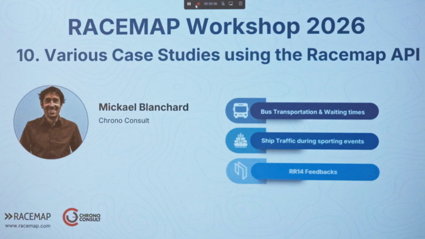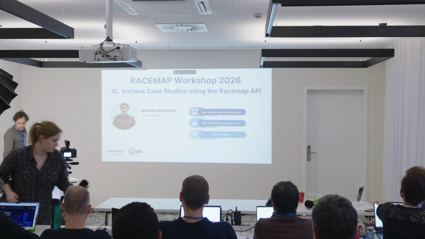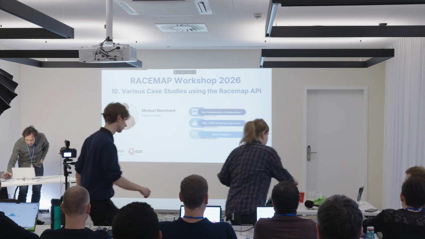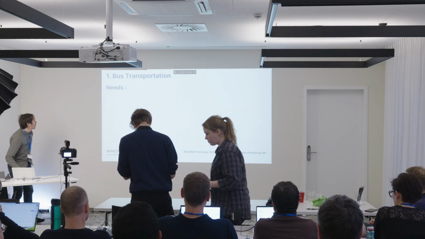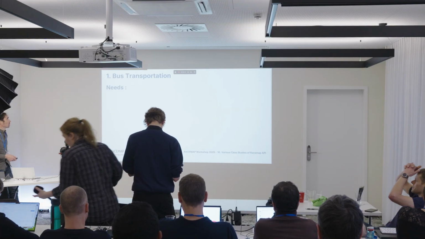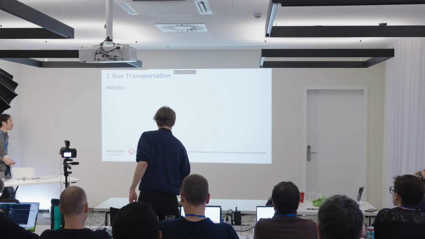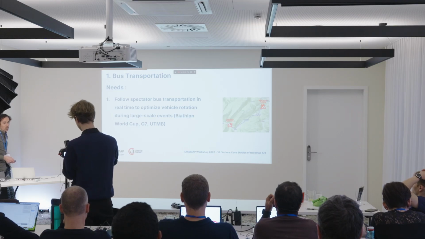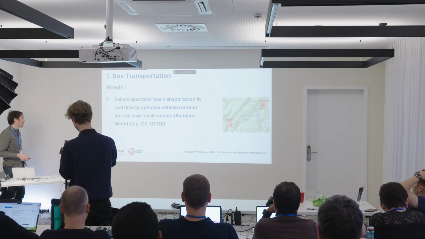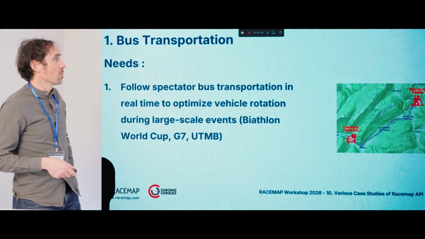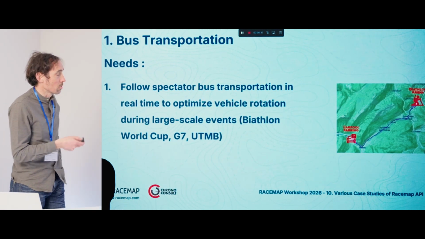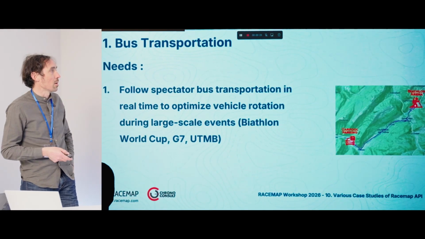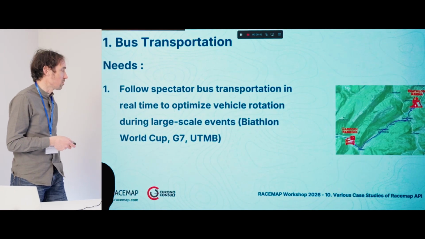Three different use cases to show you some examples using the RACEMAP API. The first one is an example we used on bus transportation. The need was to follow the spectator bus transportation in real time to optimize the rotation between the carpool parking and the biathlon arena during the last World Cup biathlon in France.